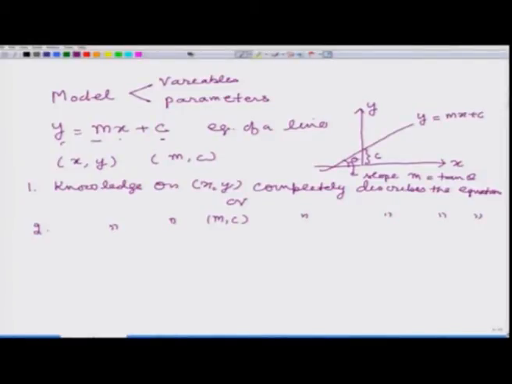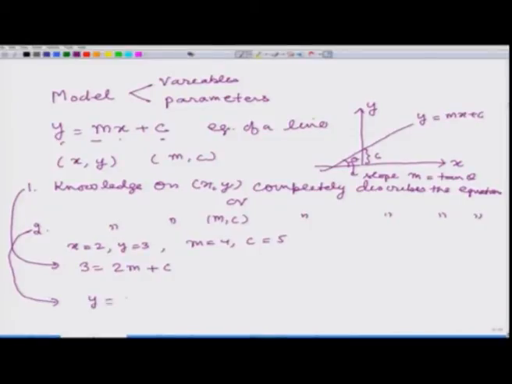Can we take a simple example? Suppose x is equal to 2 and y is equal to 3, and suppose m is equal to 4 and c is equal to 5. Now, considering the first statement, where knowledge on x, y is known to us, I can write this model as 3 is equal to 2m plus c. And if I use the second statement, then I can write y is equal to 4x plus 5.